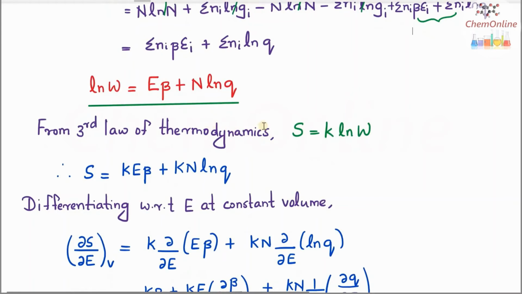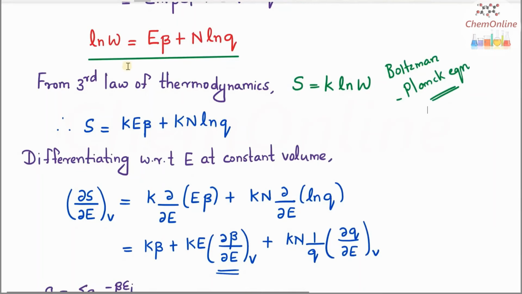Now we know that the third law of thermodynamics is related to the thermodynamic probability by S, or you can say that the entropy is related to the thermodynamic probability as S equals K log W. And this is also known as the Boltzmann-Planck equation. So we have S is equal to K log W. Therefore S equals K into, instead of log W, substitute E beta plus n log Q. So we have K E beta plus Kn log Q.